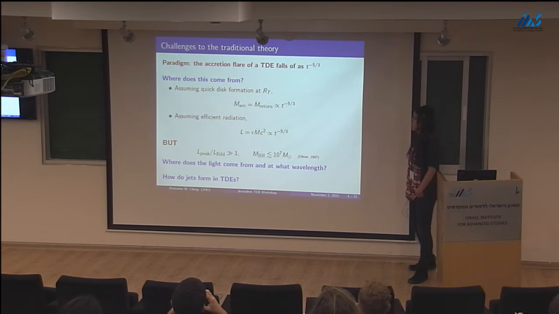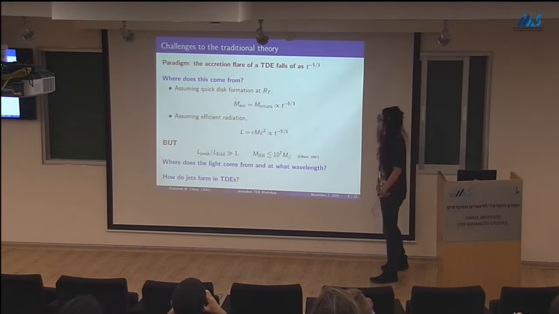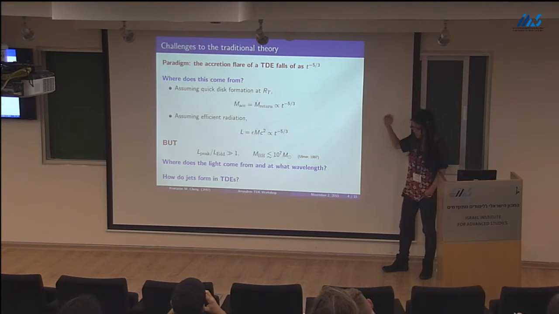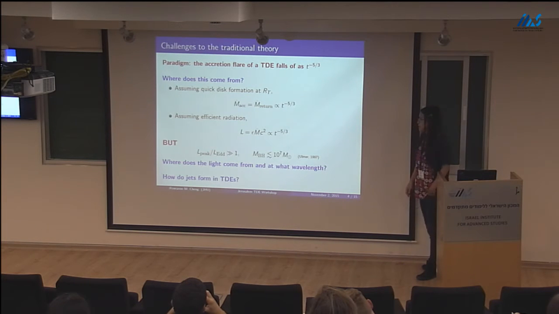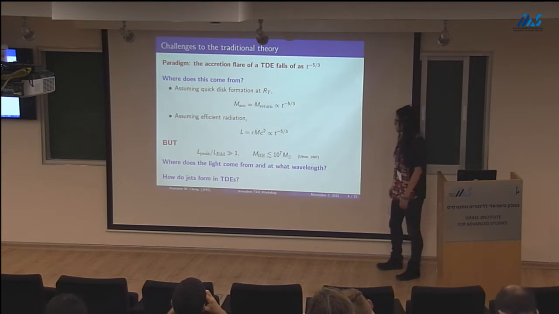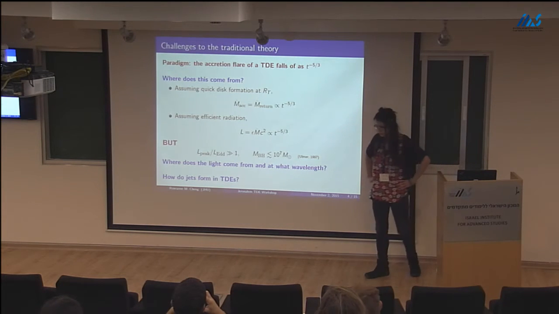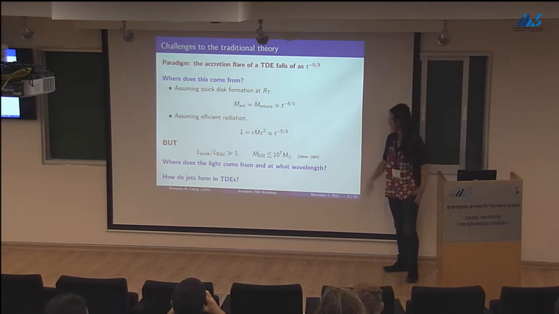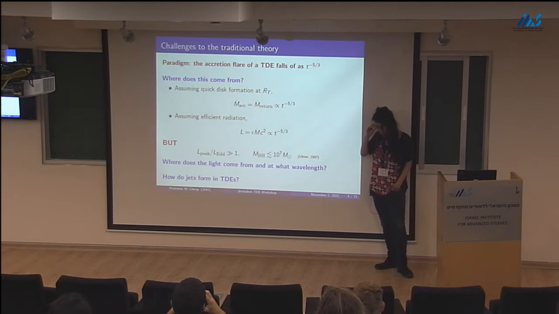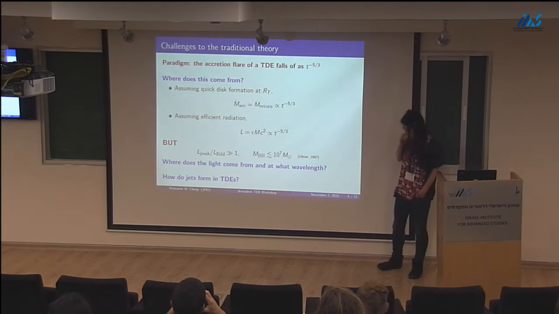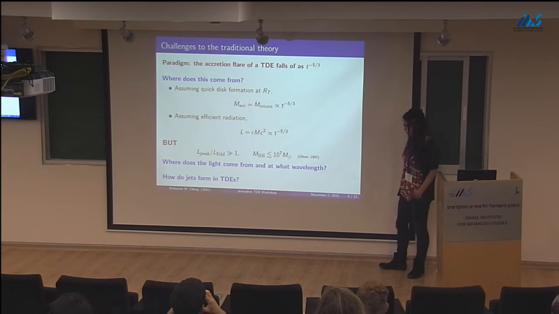Where does this come from? Well, as I said earlier, it assumes quick formation at around RT. And we say that the accretion rate is equal to the return rate, then it's proportional to t to the negative 5/3. If we assume that this is a radiatively efficient disk, then we have that the luminosity is proportional to t to the negative 5/3. But this means that for 10 to the 7 solar mass black holes, the peak should be highly super-Eddington, which conflicts with assuming efficient radiation.